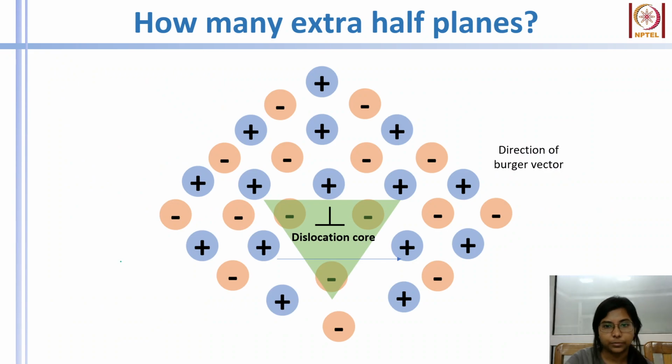So how many extra half planes are here? This portion, which I have marked already, forms what is known as the dislocation core. This is the direction of the Burgers vector. Right, and in ionic systems there are two extra half planes.